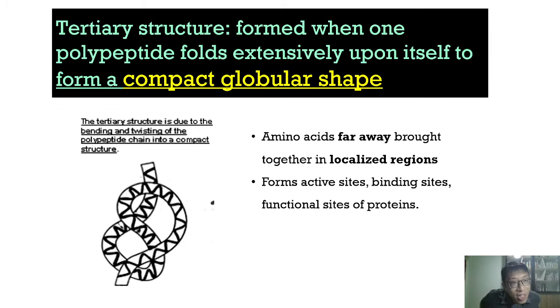Okay, so when a protein has a tertiary structure, it is extensively folded, then the final shape would be a compact globular shape. So imagine a polypeptide chain that is linear. It's crumpled together, extensively folded, then you will get a roughly spherical, or we call globular, shape that is very compact, very tightly coiled, tightly folded together. Because it's an extensive folding, amino acids that are far away in the polypeptide chain can be brought close together and they can form localized regions of the protein, like for example, the active site, if it's an enzyme.